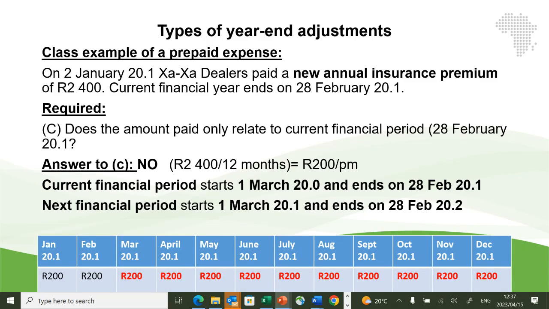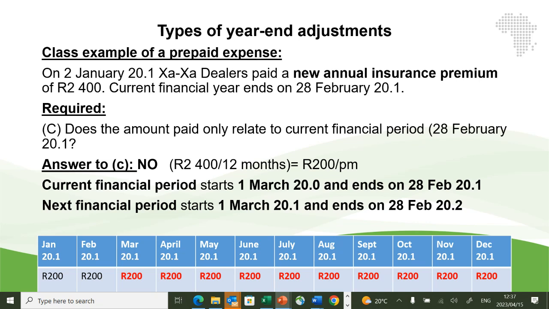Then let's move to C. The question is, does the amount paid only relate to the current financial period, which ends when? 28 February 20.1. So our answer here is no. Why are we saying no? First thing, we were told that it was an annual insurance premium of 2,400. So we need to know how much it is per month. So we say 2,400 divided by 12 months. We know it's 200 Rand per month.